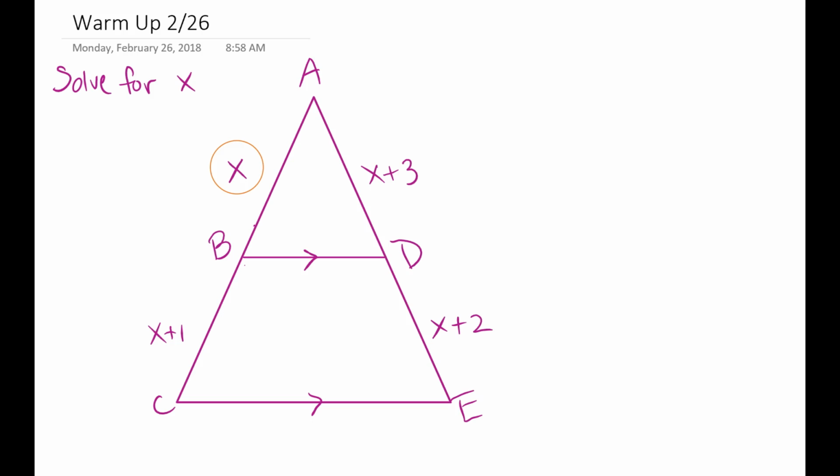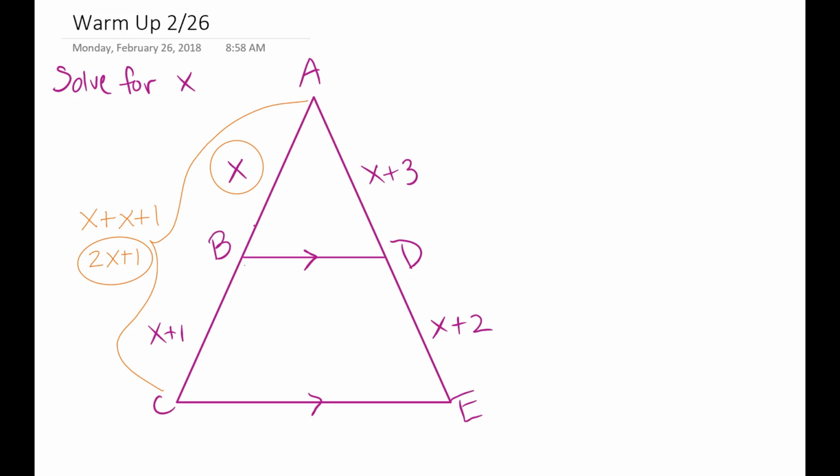No. They combine. I need to figure out what the entire side on the big triangle is. How do I do that? Just add them together. X plus X plus 1 will give us the length of the entire side, right? So what is X plus X plus 1? 2X plus 1. So X is similar to 2X plus 1.